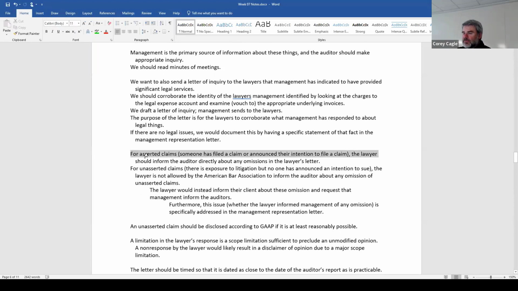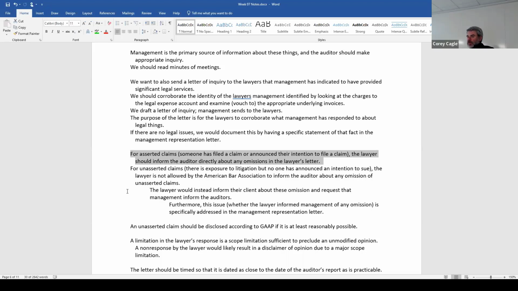So an asserted claim is someone has actually filed a claim or at least announced that they intend to do so. So the lawyer should inform the auditor directly about any omissions in the lawyer letter for any asserted claims. But if they are unasserted claims, so there's exposure, it's like, oh man, this could go bad, but no one's really given any indication that they intend to sue, the lawyer is not allowed to inform the auditor about any omission of any unasserted claims. The bar forbids them from doing that.